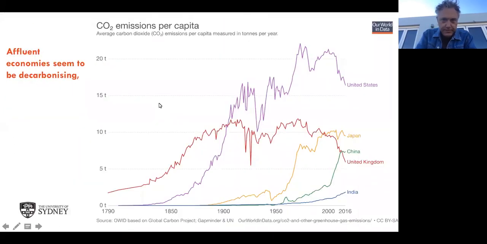So here you see that, and also you've read this, affluent economies, for example, the UK here, seem to be decarbonizing. You've heard success stories from Europe, for example, or from other countries. However, there's a big difference between emissions per capita in a territorial sense and the carbon footprint.